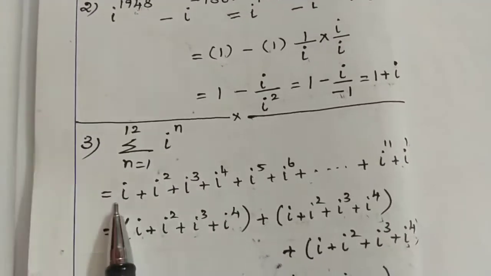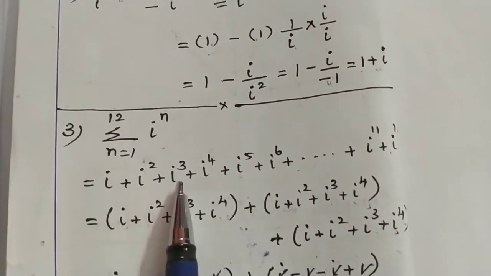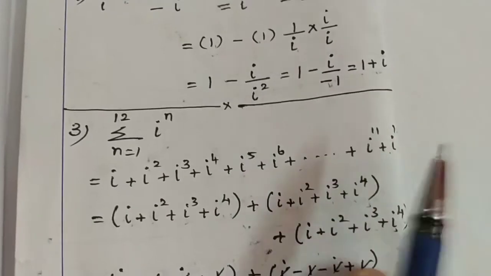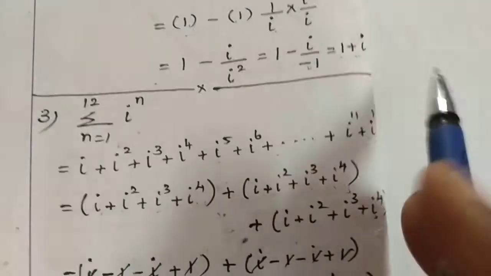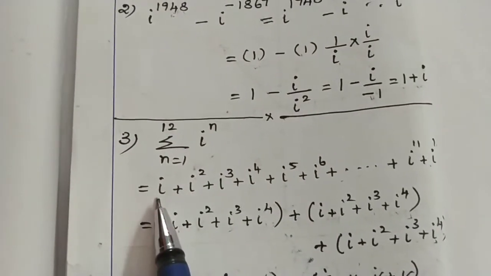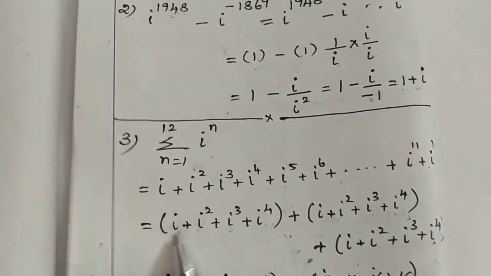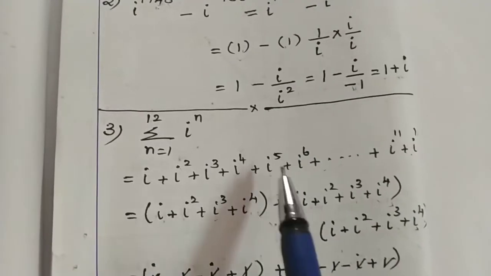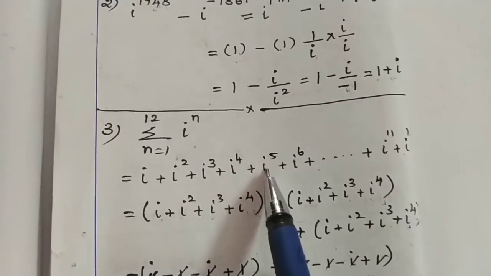Up to i^12: i squared, i cube, i power 4, i power 5, i power 6, etc. i power 11, i power 12. Okay, now first take the first 4 terms. Next, i power 5 means i power 4 into i.